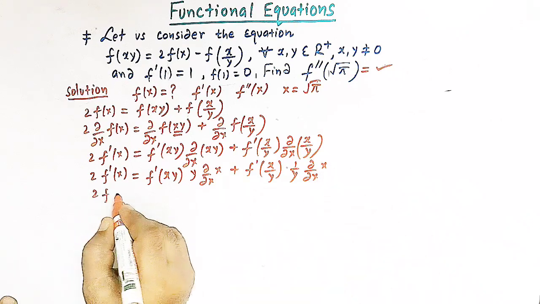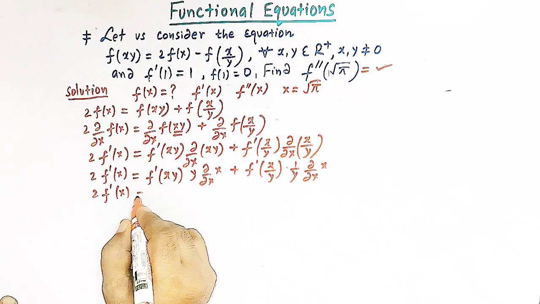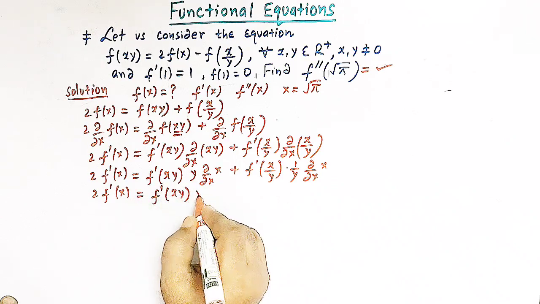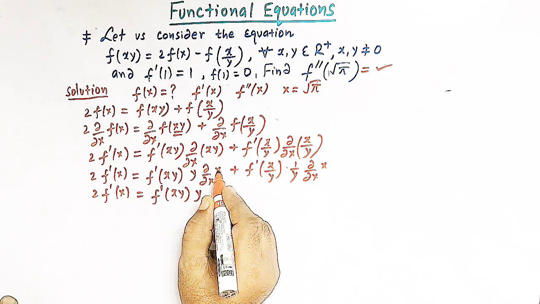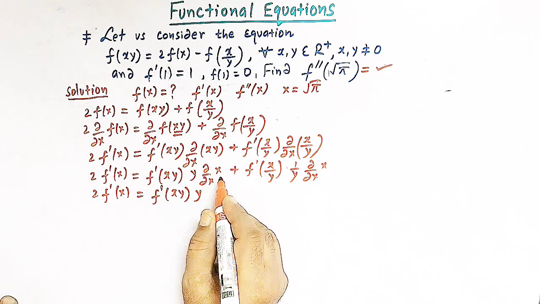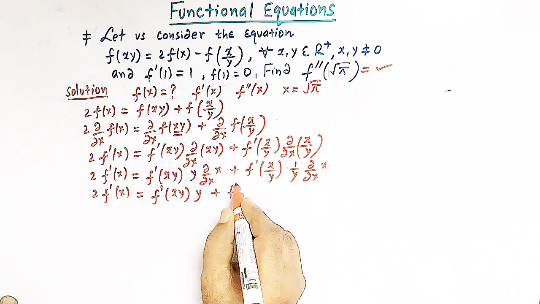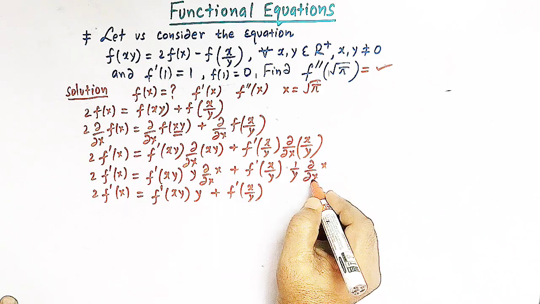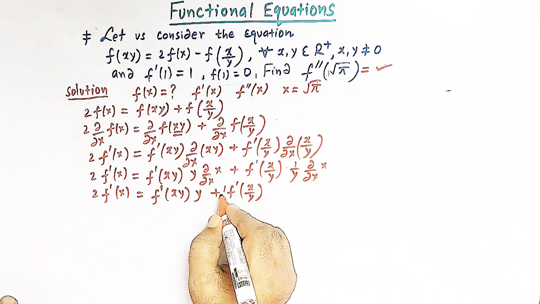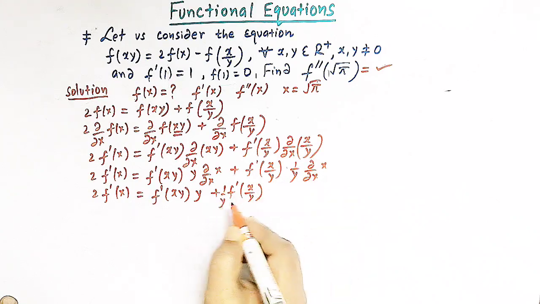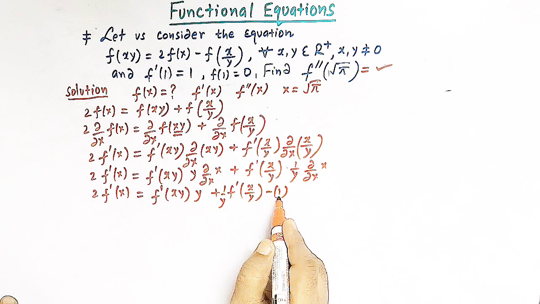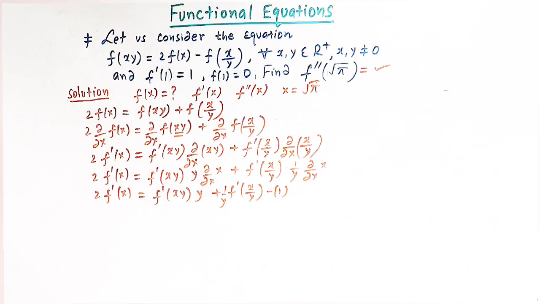So we can now write 2 times f prime of x, here we have f prime xy, and here we have y simply because the derivative of x with respect to x is 1, and here we have f prime of x over y, and the derivative of x with respect to x is 1, so we can now take this 1 over y in front of f prime of x over y. So now we have this equation. So let us call this equation as equation number.